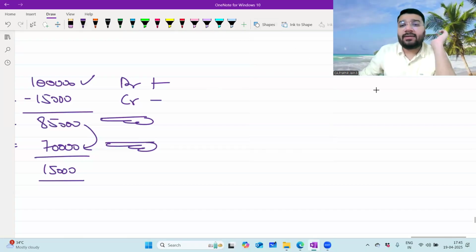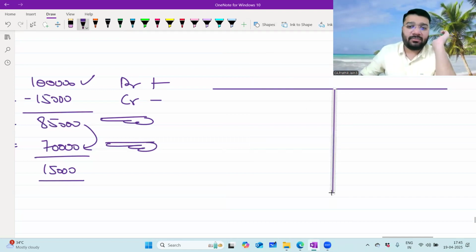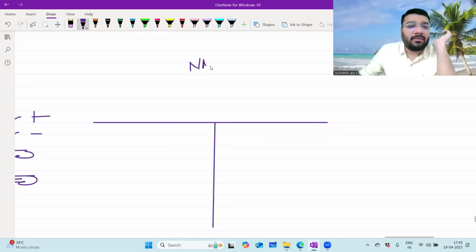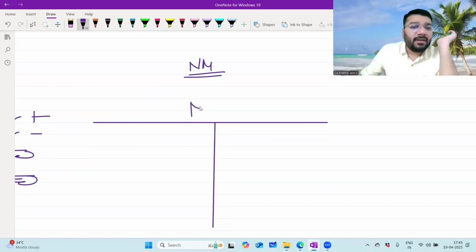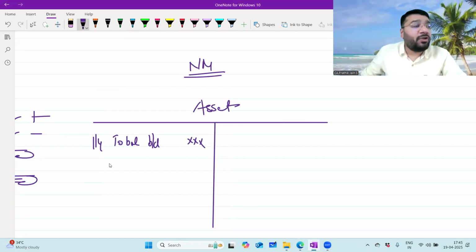So if I have to do a quick summary of the machinery ledger, what all can come in the machinery account? Under normal method or net method, whatever you say. In the asset account, what all comes? Sir, opening balance will come. To balance brought down will come. Then when you buy the asset, to cash or bank will come. Purchase of new asset. Correct?